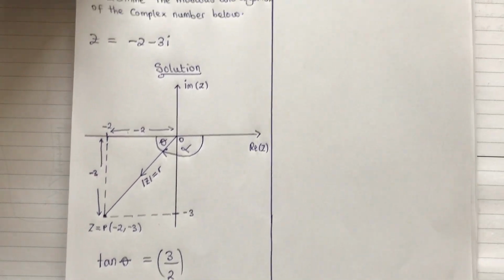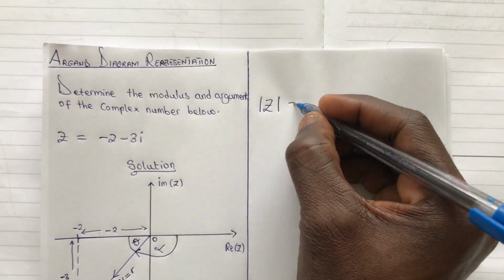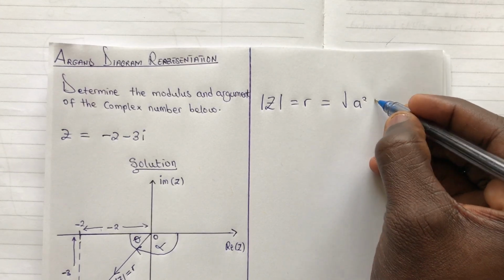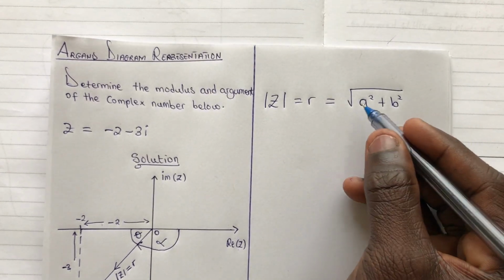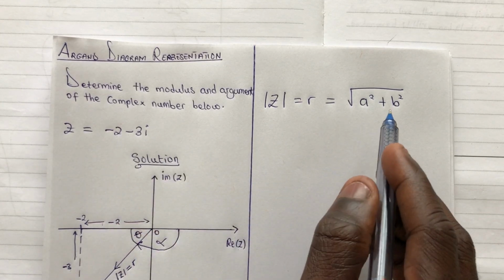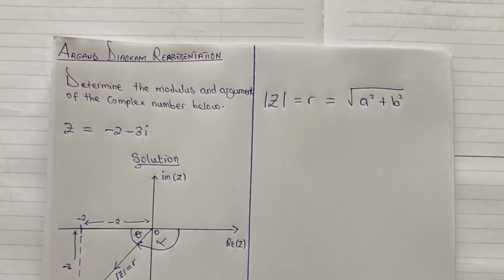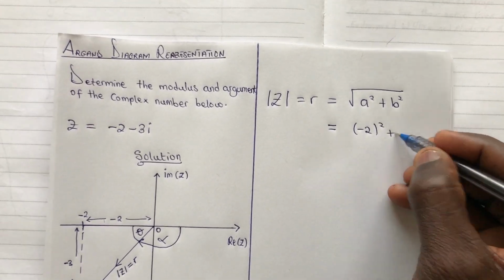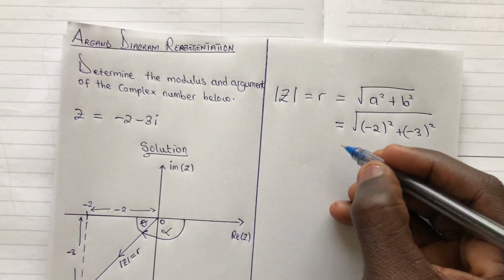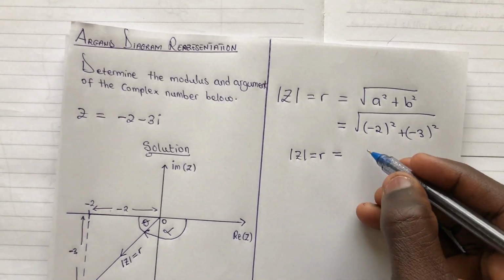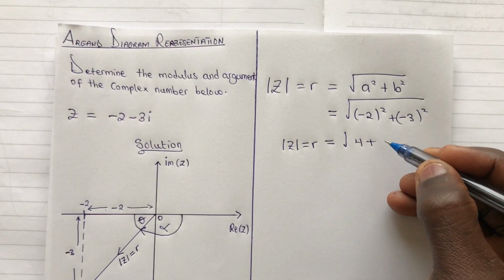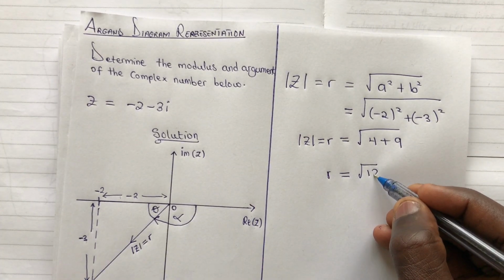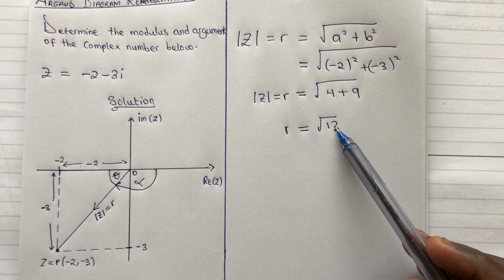Now we can find the modulus, which is the magnitude of what? R. And to do that, you know the magnitude of z, which is the same as r, to be equal to the root of a squared plus b squared. And we know a to be what? -2, b to be what? -3. There's no need for you to bring the negative if you want to. So we can have -2 all squared plus -3 all squared. So we have the magnitude will be equal to root of 4 plus 9. So we have r equal to root of 13. So now our modulus r, or magnitude r, equals root of 13.